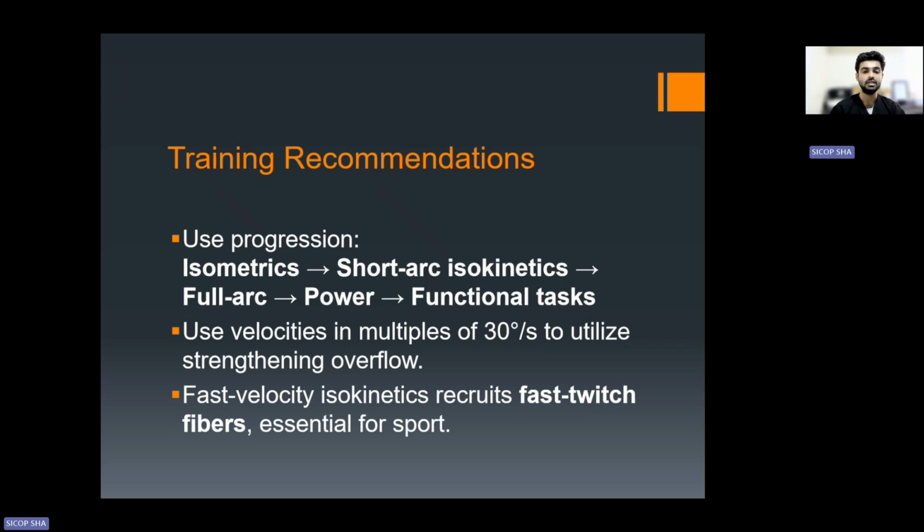Now use velocities in multiples of 30 degrees per second to utilize a strengthening overflow. We already discussed 30 degrees per second, 60, 90 and 120 degrees per second. So we can have a range of velocities in multiples of 30 degrees per second. Fast velocity isokinetic recruits fast twitch muscle fibers, essential for sports. As we discussed, fast velocity training is usually done in the sports population because they require fast twitch muscle fibers for velocity-related training and sports demands. So we use fast velocity isokinetic in sports rehabilitation patients to recruit their fast twitch muscle fibers.